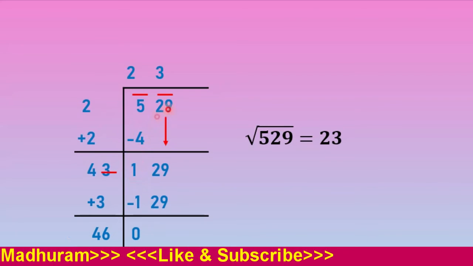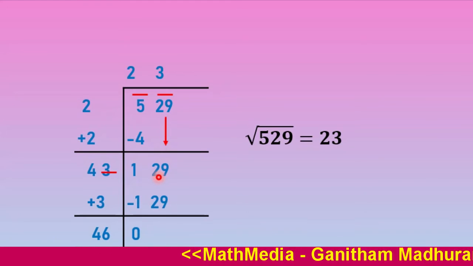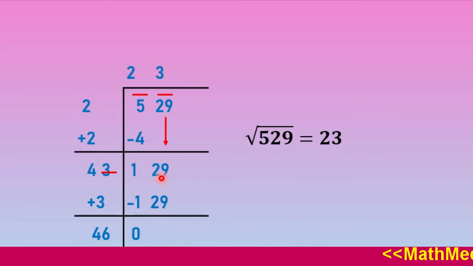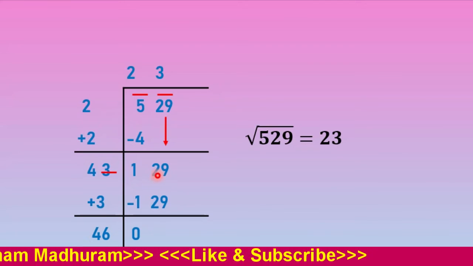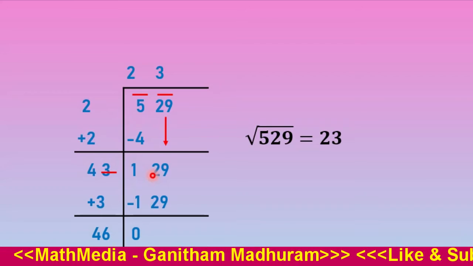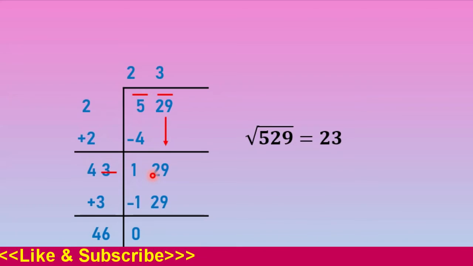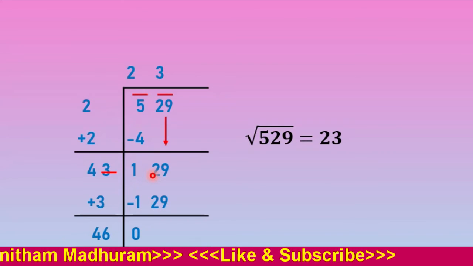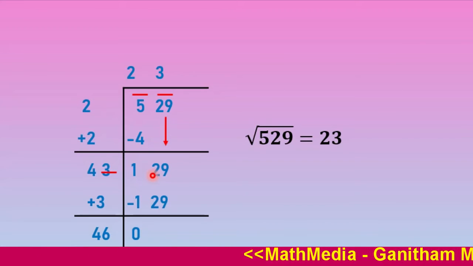What is the next step? Write the second group down, that is 29. So we get the number as 129. Look at the ones place. What is the ones place here? 9. So we have two options. 3 3s are 9, 7 7s are 49. So we start with the first number 3. So in the blank space you have to write 3.